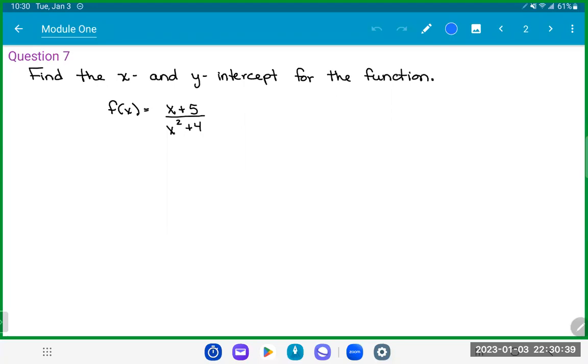For this video, I want to walk you through how we are going to find the x and y intercepts of a function. This is similar to question number 7 in module 1.